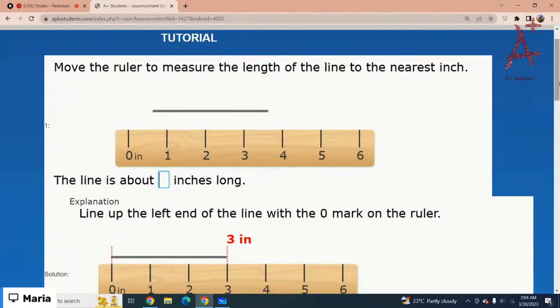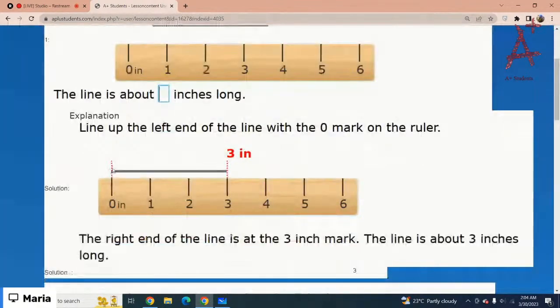You have a ruler in the house. Use your ruler, make a line. You have to line up the left end of the line with the zero mark on the ruler. You have to line up like this. You have to line up the zero to the left end of the line, and then you can see how long the line is. Got it?